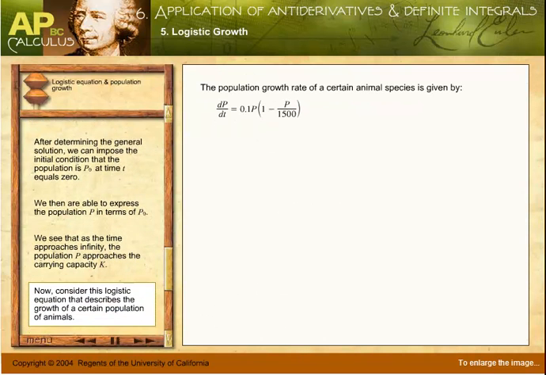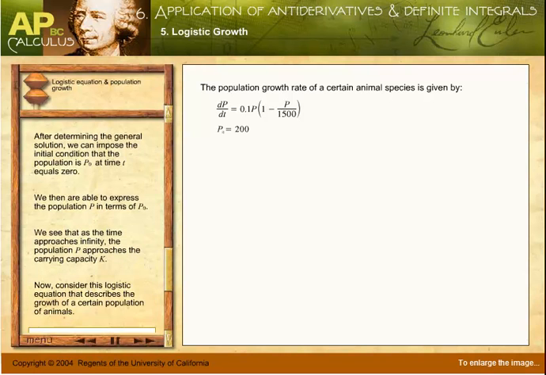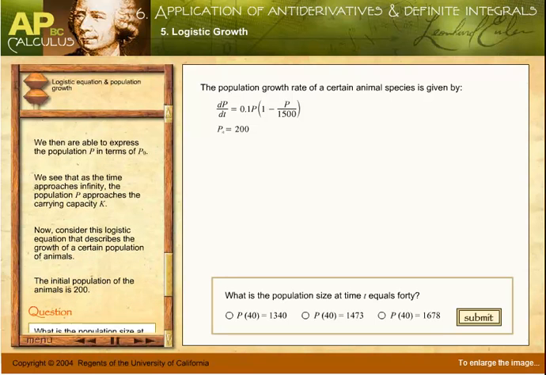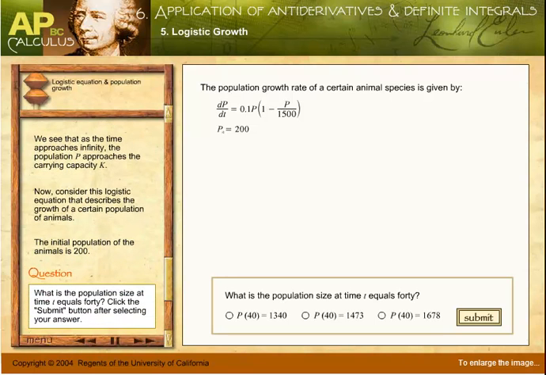Now, consider this logistic equation that describes the growth of a certain population of animals. The initial population of the animals is 200. What is the population size at time t equals 40? Click the Submit button after selecting your answer.